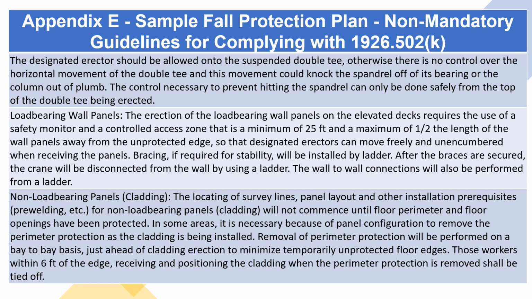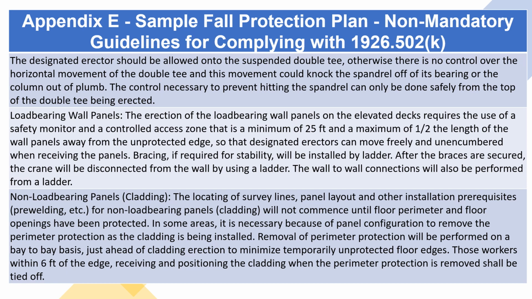Load-bearing wall panels. The erection of the load-bearing wall panels on the elevated decks requires the use of a safety monitor and a controlled access zone that is a minimum of 25 feet and a maximum of 1/2 the length of the wall panels away from the unprotected edge, so that designated erectors can move freely and unencumbered when receiving the panels. Bracing, if required for stability, will be installed by ladder. After the braces are secured, the crane will be disconnected from the wall by using a ladder. The wall-to-wall connections will also be performed from a ladder.